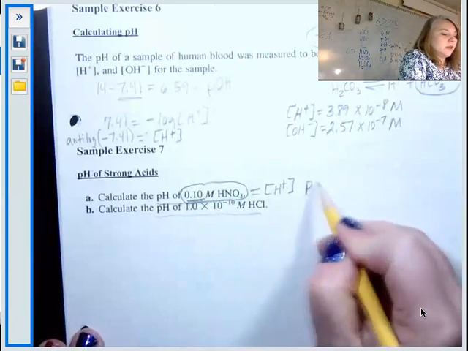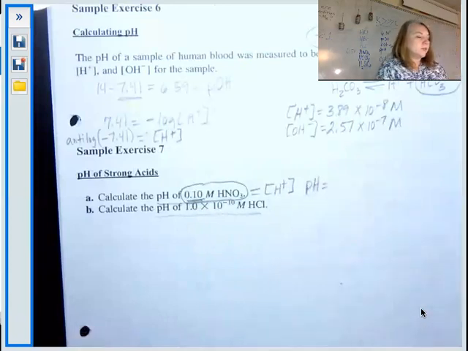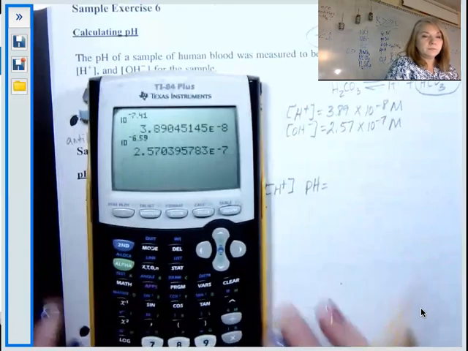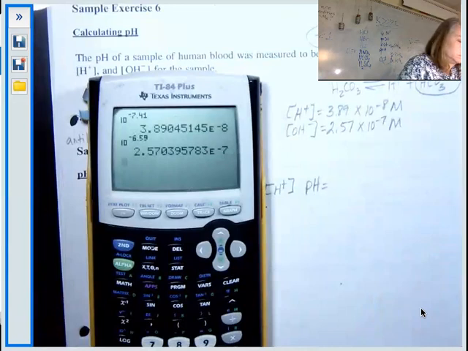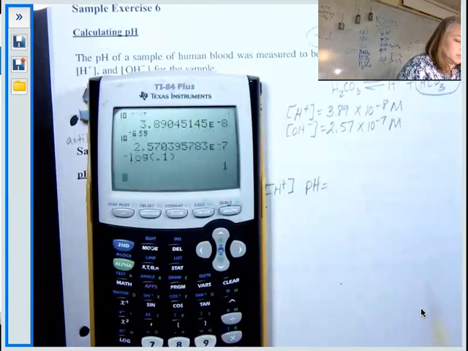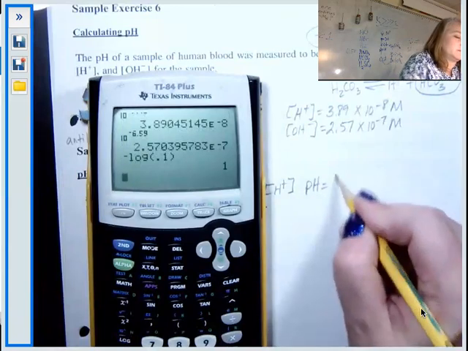Okay, so you guys do that real quickly. The pH is equal to the negative log of 0.1. We could have put that in scientific notation and not even had to use our calculator. So the pH on that first one is simply 1.